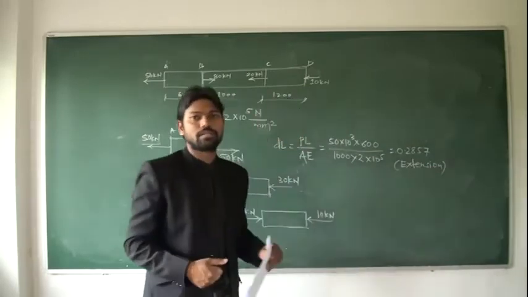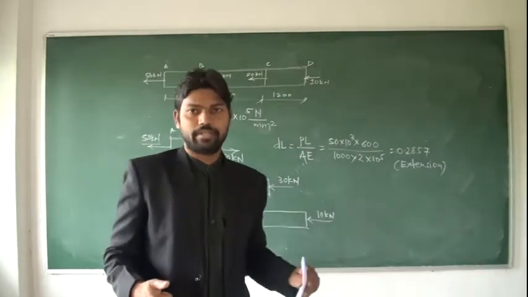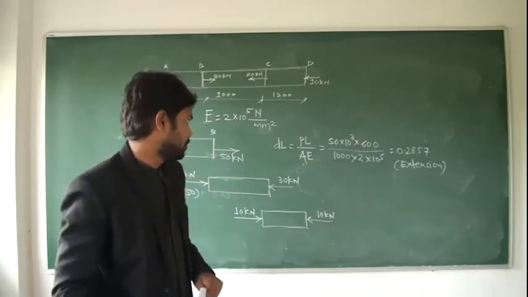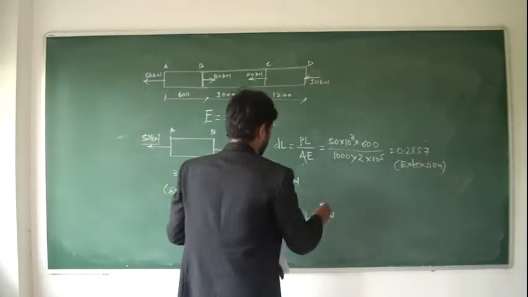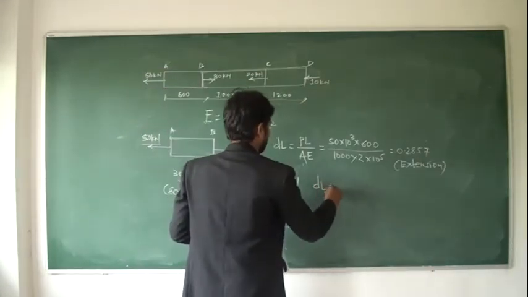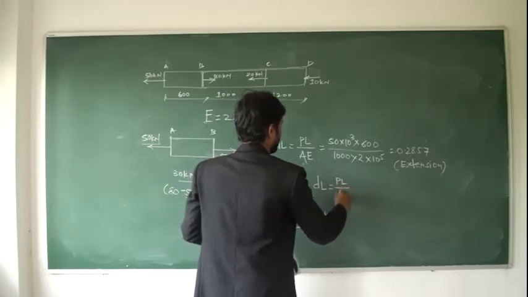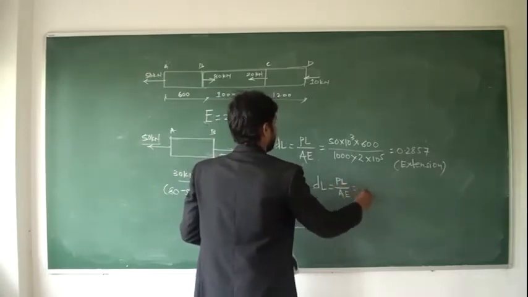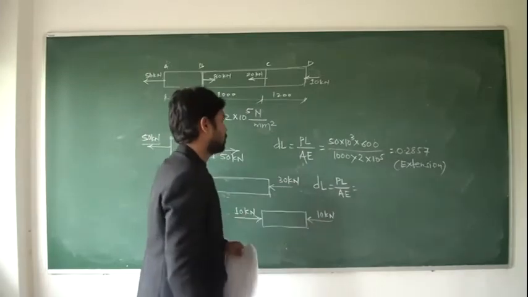Due to the tensile load, the bar will extend. It will not contract, it will extend. Okay. Then the second case: dl is equal to PL upon E. What is P? 30 kN.